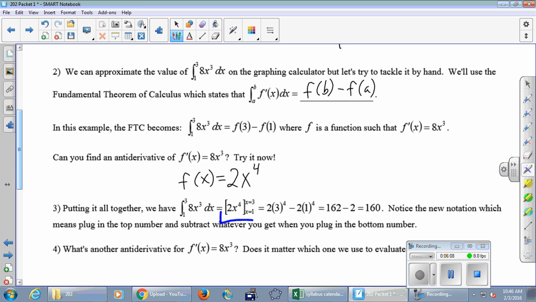And this notation right here, with the brackets around the function and the numbers on the top right, just means exactly what we want it to mean. It means plug in the top, plug in the bottom, and subtract. So we plug in 3, 2 times 3 to the 4th, plug in 1, 162 minus 2 is 160. Good? So we're going to practice with that notation today.